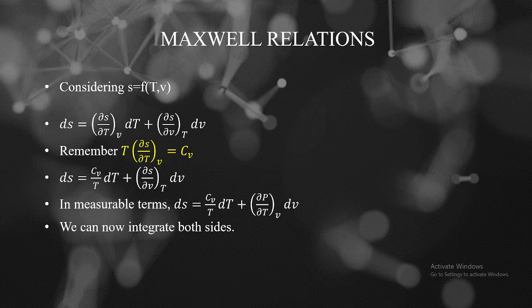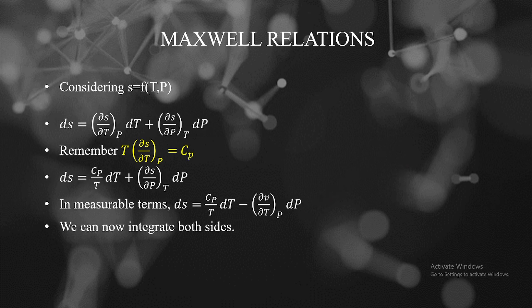Or if integration is not required, you can use what we did earlier. If you're supposed to find the dS, you could use maybe T2 minus T1 for the dT part and V2 minus V1 for the dV part. It depends on how much accuracy you are looking for.